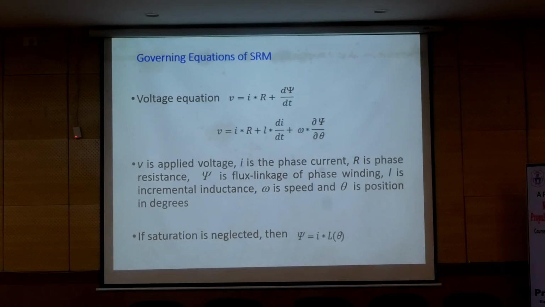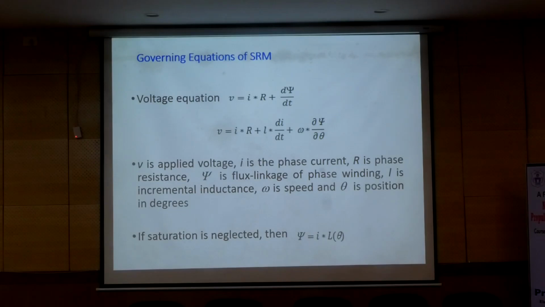Here V is the voltage, I is the phase current, and R is the phase resistance. Of course, any phase winding will have its own resistance; we cannot just forego those things. Phi is the flux linkage of the winding, and L is the incremental inductance. And there are various other parameters like speed and position in degrees.